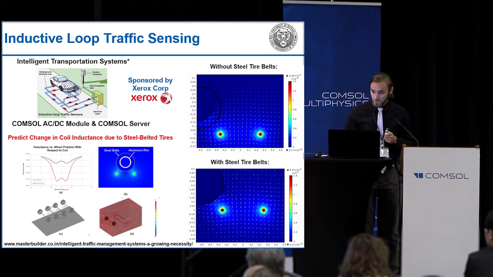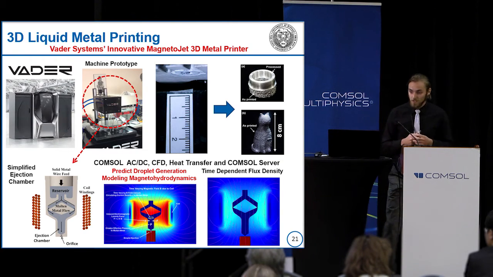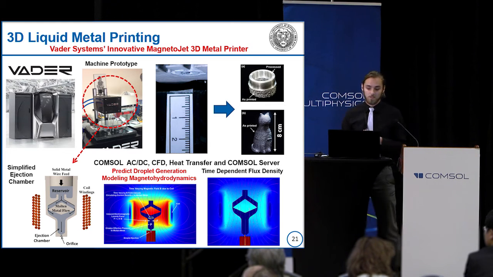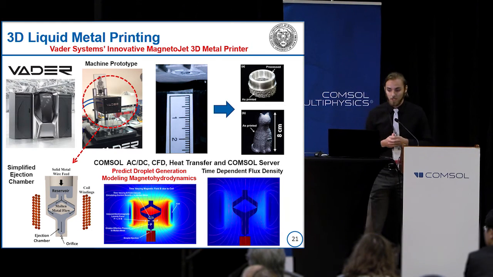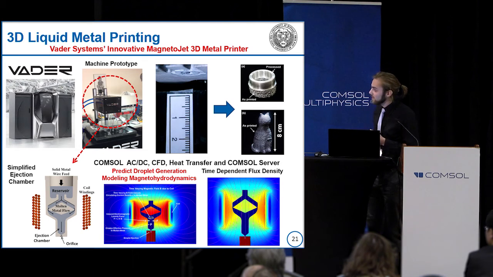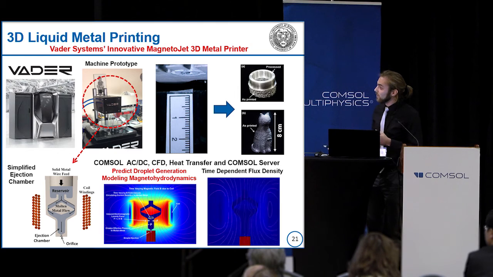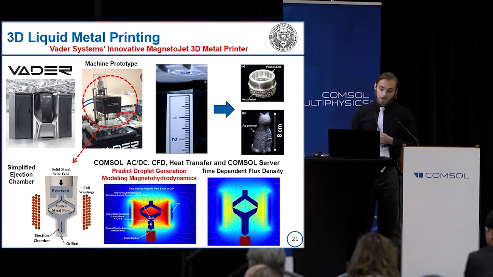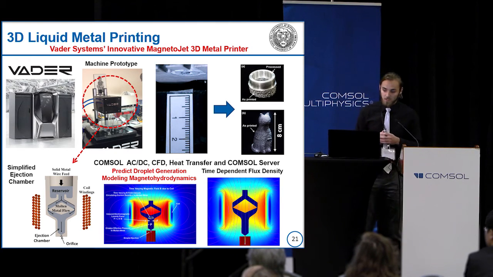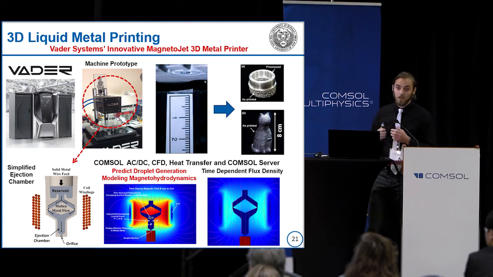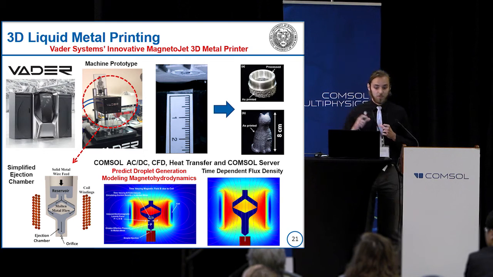So the last project I'll talk about today is a new technology to enable 3D liquid metal printing. This is huge in the manufacturing industry. And the machine itself, there's already a prototype that actually prints these parts, and the prototype is shown over here. It's quite a complicated machine, but at the heart of the process is this ejection chamber over here. It's about 5 to 10 centimeters big.